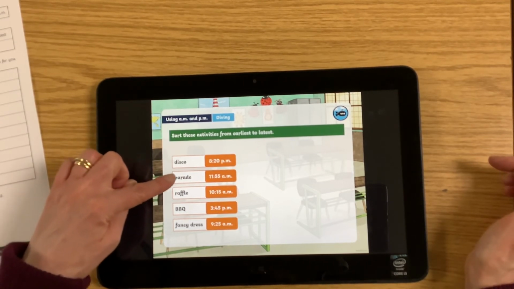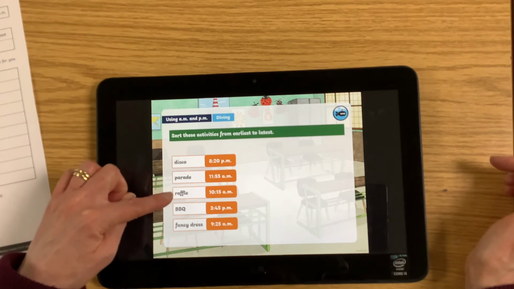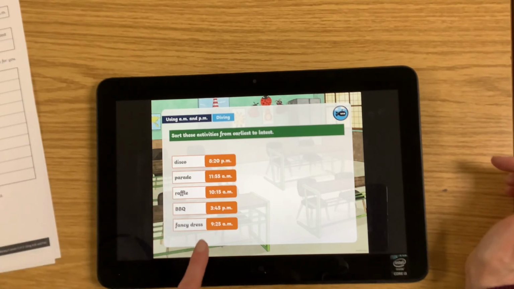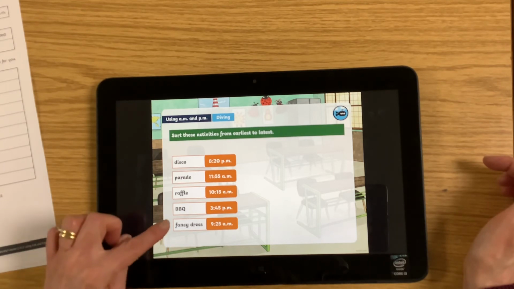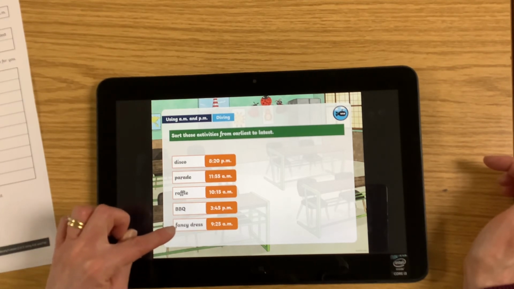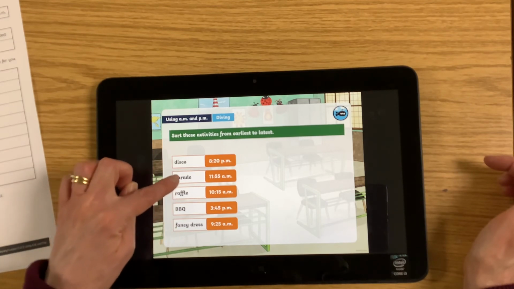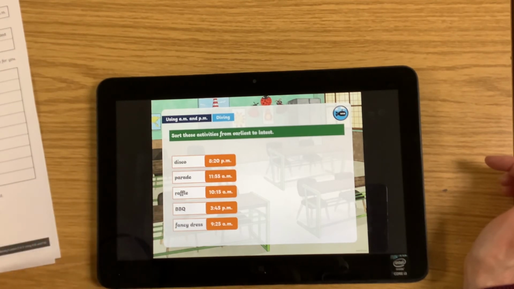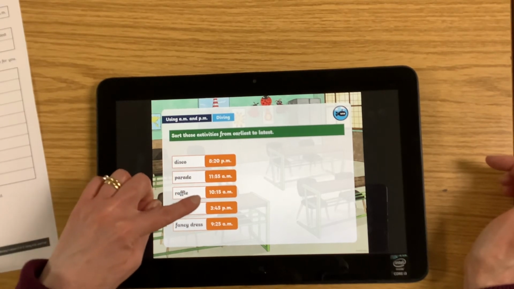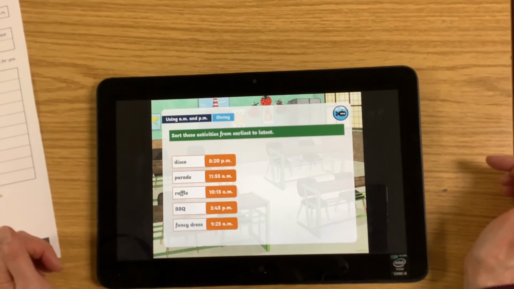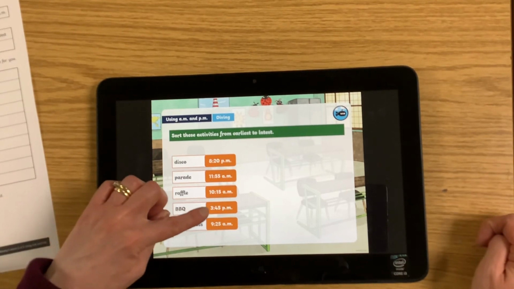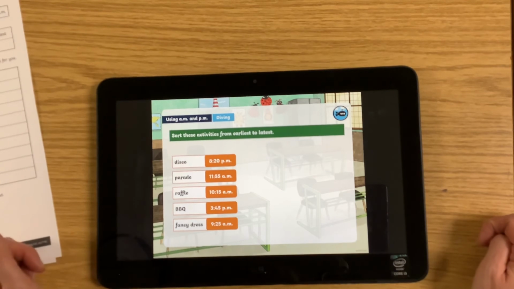I've got a parade at 11:55 AM, a raffle at 10:15 AM, fancy dress at 9:25 AM. So which one of those would come first? Yeah, it's going to be the fancy dress, isn't it? Fancy dress at 9:25. Which one would come first out of the raffle and the parade? Raffle, isn't it? 10:15, then 11:55 AM. Then we'll have our PM times. So I've got 3:45 PM, 8:20 PM. Which one of those would come earlier? Yeah, it's going to be the barbecue, isn't it?